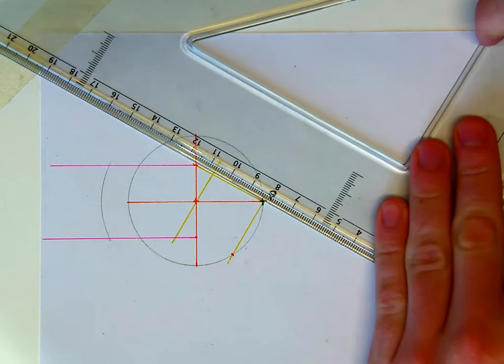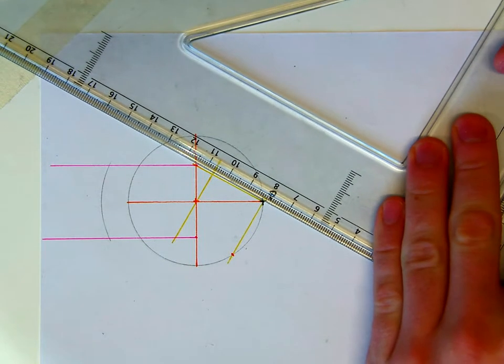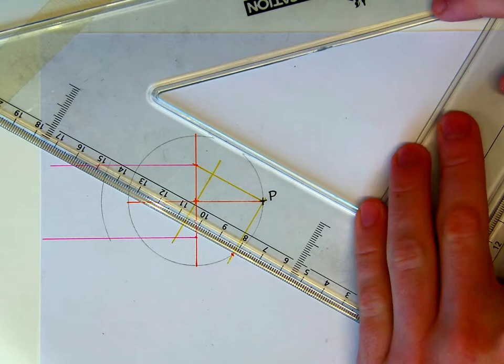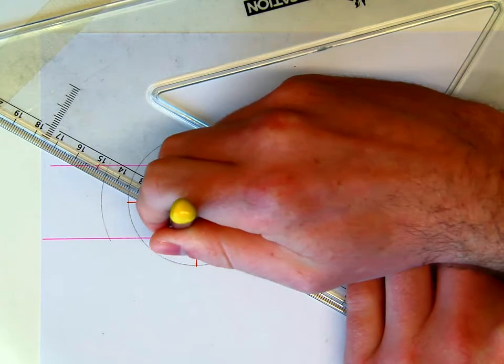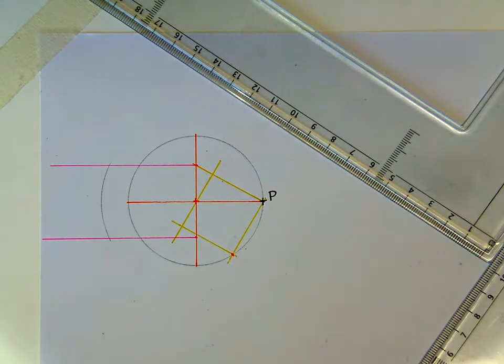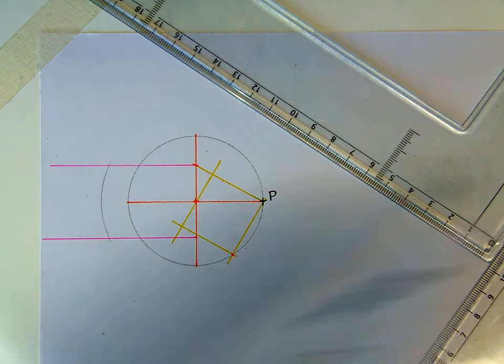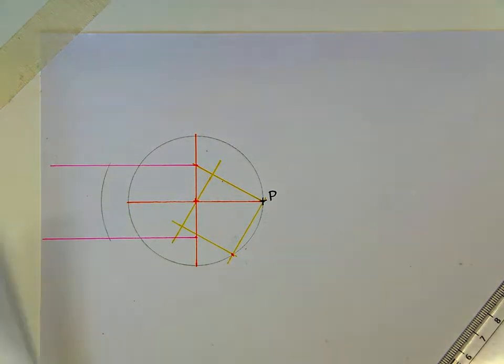So I'm going to line up that one, slide that over, and I'm going to bring that up there. So now I can see my logo. I just need to fill it in heavy. So all of that so far is construction lines. So we'll go back over that now and fill it in.